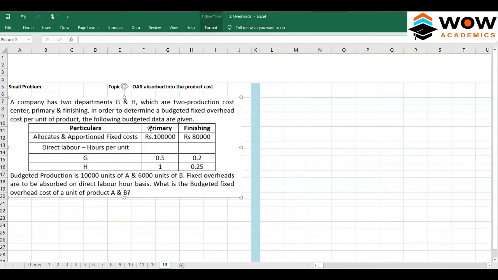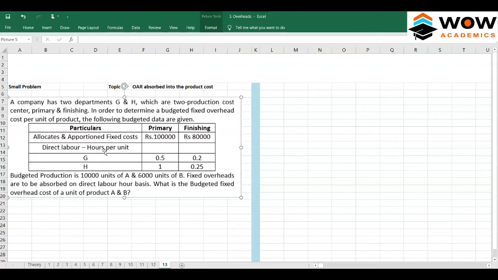So the next sum is pretty much the same, but we will try to do this. A company has two departments, G and H, which are two production cost centers, primary and finishing. In order to determine a budgeted fixed overhead cost per unit of product, the following budgeted data are given. Allocated and apportioned fixed overhead is 1 lakh and then 80,000.